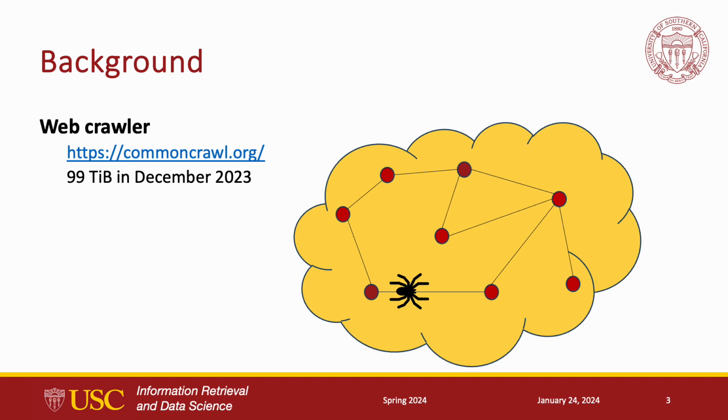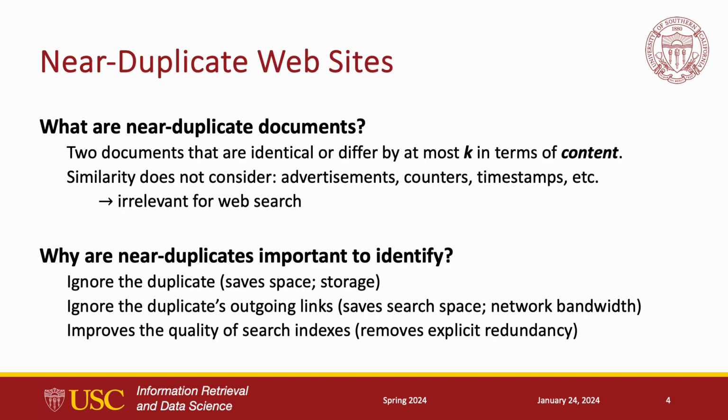We can think of the web crawler as generating a graph of the internet where incoming and outgoing links are edges and websites are nodes. In the world of data structures and algorithms, this is an adjacency list. As you can gather, this dataset will be extremely large. For context, the Common Crawl project crawled 99 terabytes of data in December 2023 alone, with petabytes of data over the span of a few years.